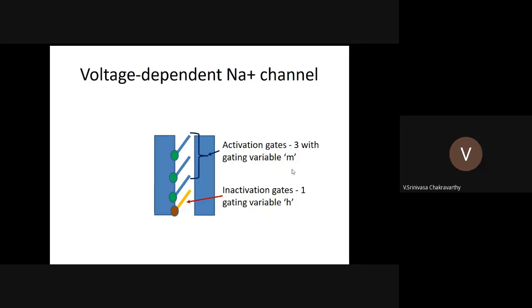Ideally you should have four variables, m1, m2, m3, and h, for the four gates. But here they assume that these three activation gates are identical, so their S0 and V0 are the same. Since the voltage across the channel is the same for all the gates, they use the same symbol m. So this is m for this, m for this, m for this, and h for this.